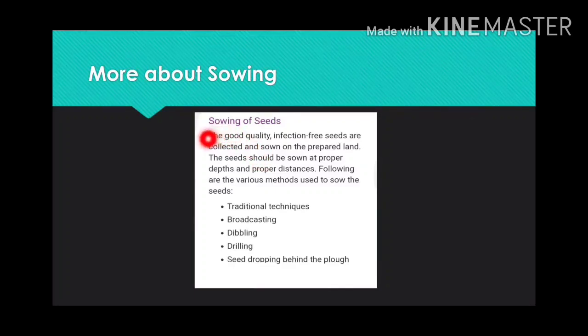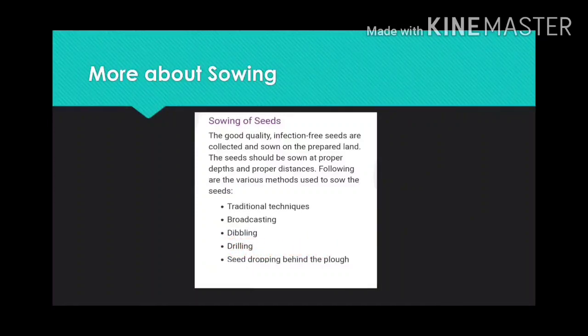Sowing of seeds. Good quality, infection-free seeds are collected and sown on the prepared land. The seeds should be sown at proper depths and proper distances. Following are the various methods used to sow the seeds. First, traditional techniques; second, broadcasting; third, dibbling; fourth, drilling; and fifth, seed dropping behind the plow.